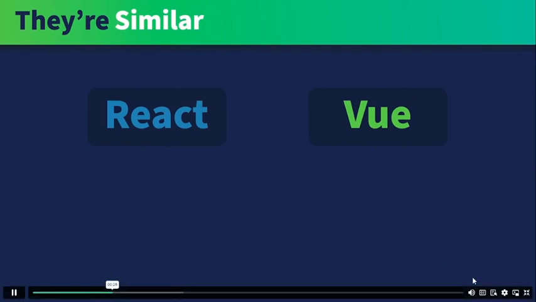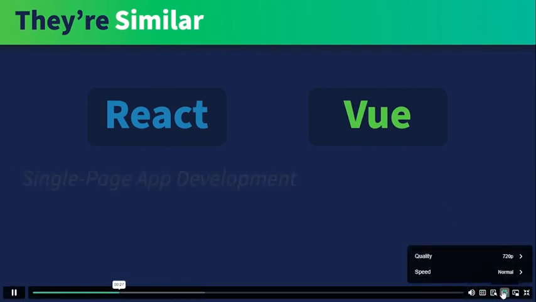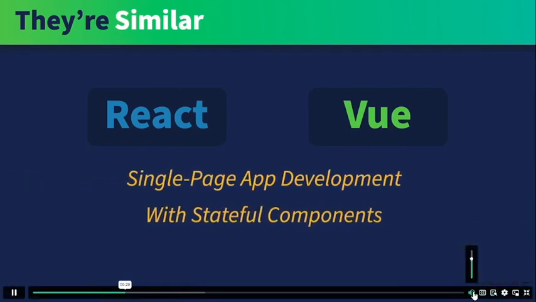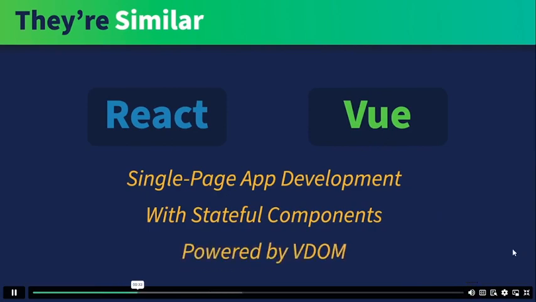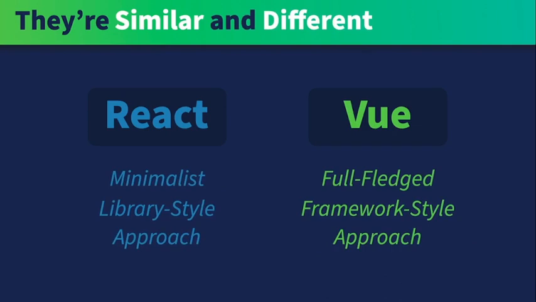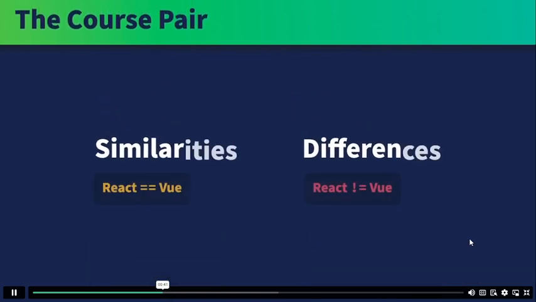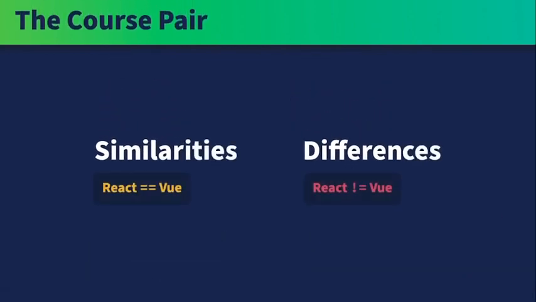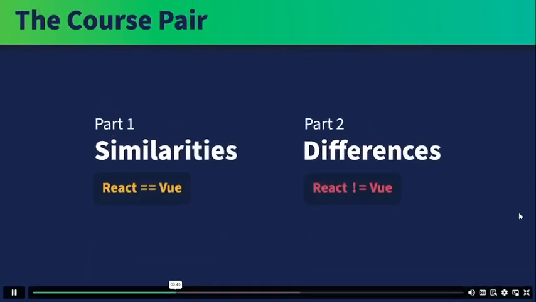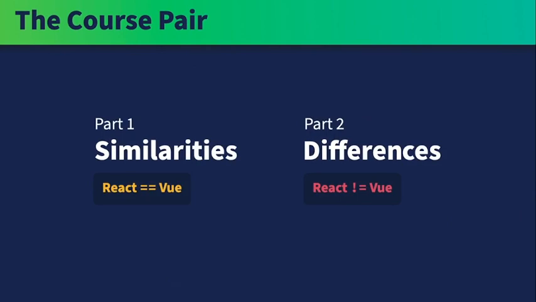Vue and React are very similar because they solve the same problem: single-page app development, full components that are powered by virtual DOM. These two technologies are also very different because they solve the problem in different ways. That's why we've divided this learning journey into two courses. Part 1 is about the similarities, and Part 2 is about the differences.